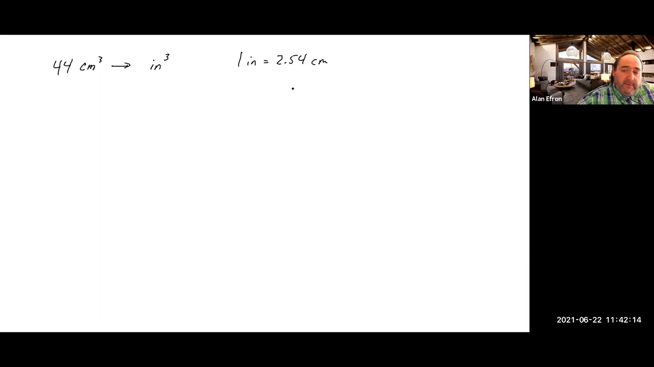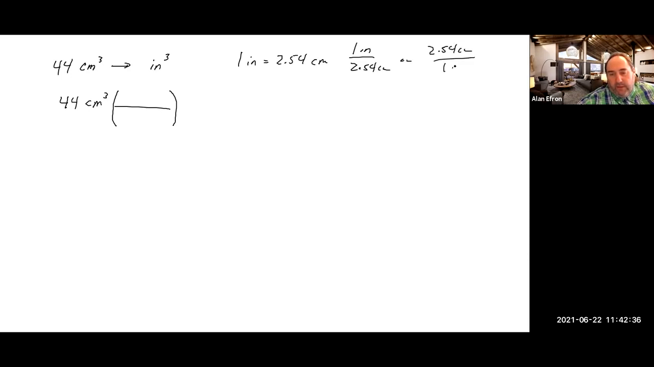So if we were to do dimensional analysis in this conversion, which you should do, 44 cubic centimeters, and the centimeters are up on top, which means when I use this conversion factor, I could write two conversion factors, 1 inch over 2.54 centimeters, or 2.54 centimeters is 1 inch. I would want these centimeters on the bottom. So I would use 2.54 centimeters is 1 inch.